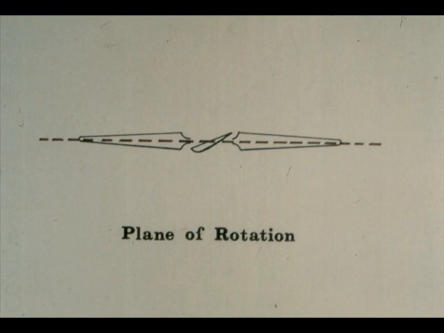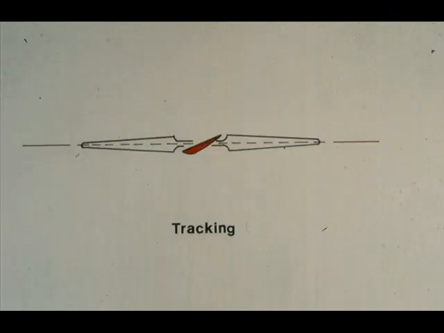We mentioned the plane of rotation of the fan blades just a moment ago. We said that the blades rotate along an imaginary line, which is called the plane of rotation. It's also very important that all of the blades track along the same plane. As the fan revolves, each of the blades traces an invisible path through the air. All of these paths must be very close to each other. The tolerance will usually be specified by the manufacturer.